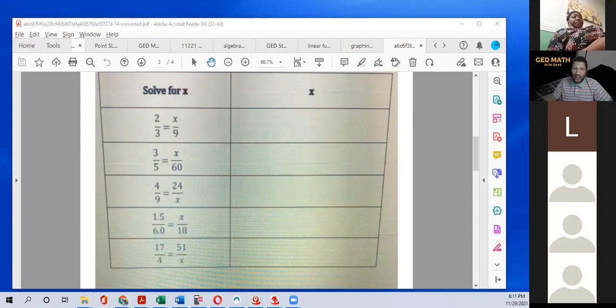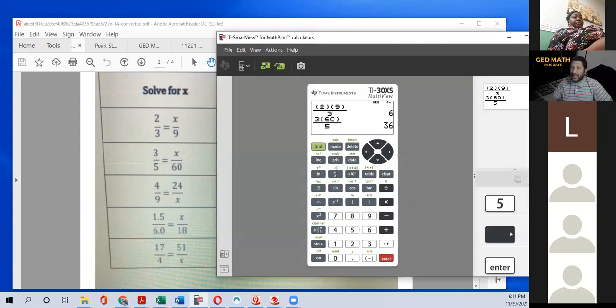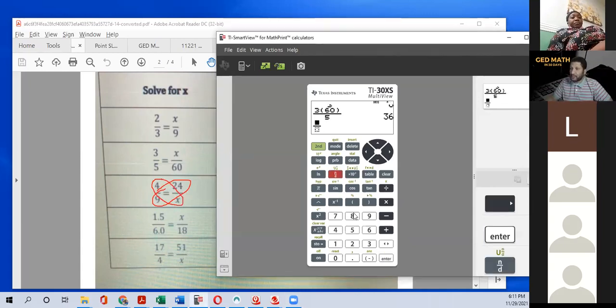Can I do it on the calculator just as quick? Yes, I can. But what you have to remember is this. This is going to be my numerator because it does not contain my variable. This is going to be my denominator. So now all I'm doing, hit ND, I'm multiplying 9 times 24, and I'm dividing by 4. 54. Okay.